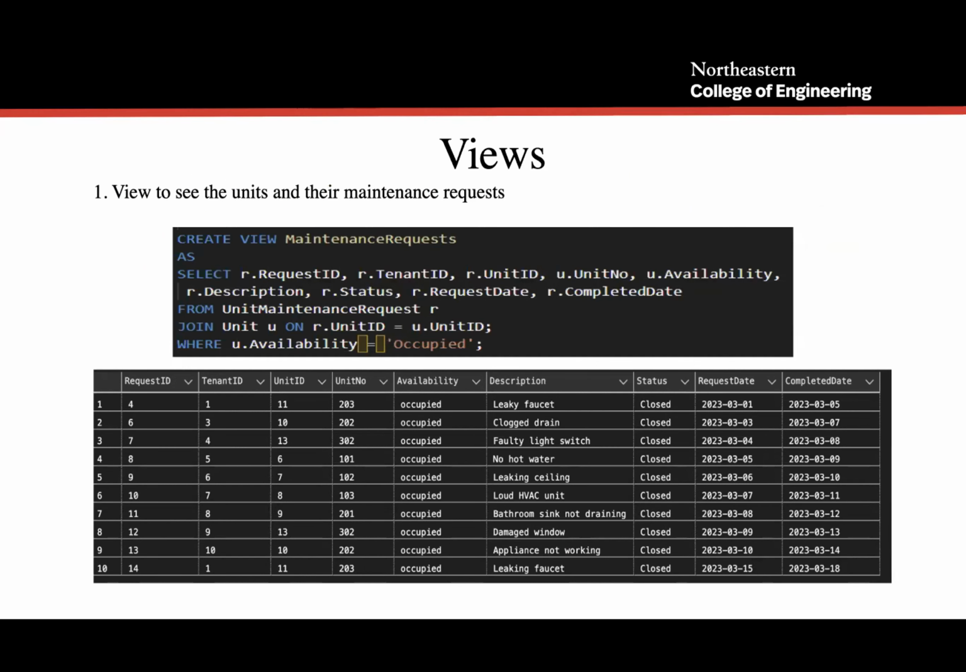In total, we have implemented 3 views. The first one is to view all the occupied units and their corresponding maintenance requests. The DDL statements used to implement the view can be seen above. Below is the output, which contains all the information related to the unit and the request. Next slide, please.